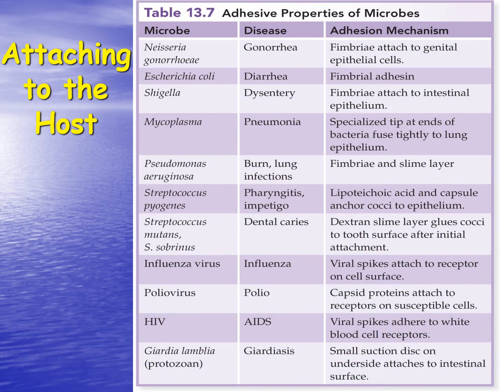And this table just shows some of the general ways that some bacteria will attach to their host cells. So, for example, Neisseria gonorrhoeae uses fimbriae to attach to general epithelial cells. Mycoplasma, which causes atypical pneumonia or walking pneumonia, has specialized tips on the bacteria that fuse tightly to the epithelial cells of the lung. There are some more fimbriae, viral spikes with influenza. Even in poliovirus, the capsid proteins themselves cause adherence.